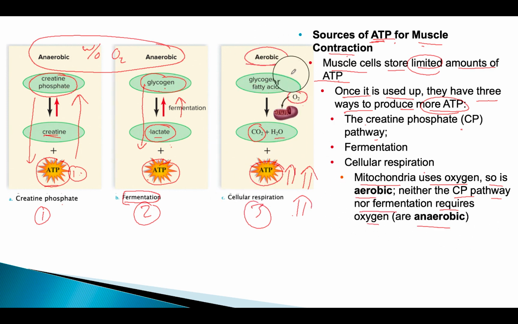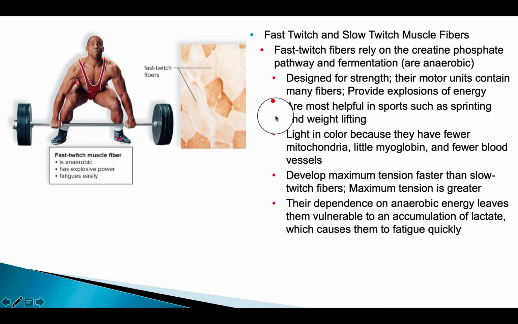So those are our sources of ATP for the muscles in order for the muscle to contract. All right, the next slide shows us fast twitch versus slow twitch muscle fibers, and I will continue this in our next series of our lecture.